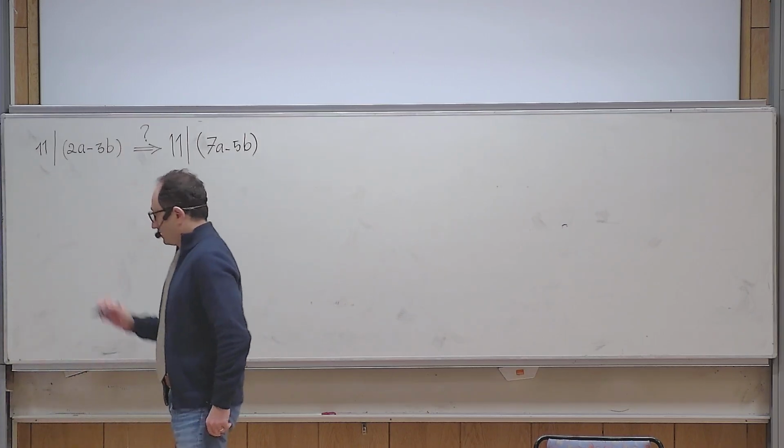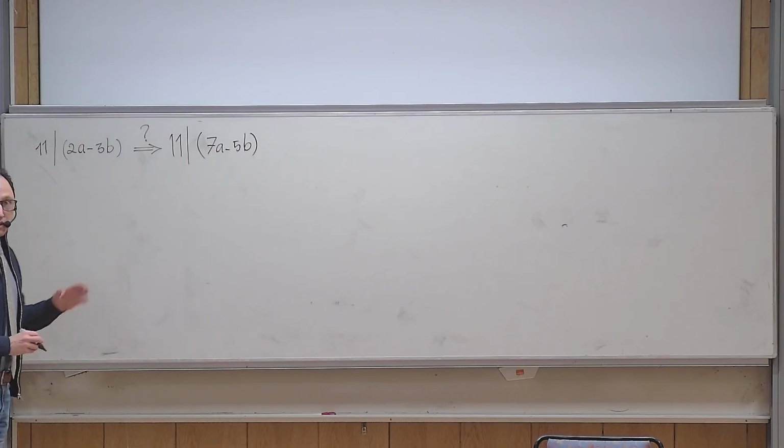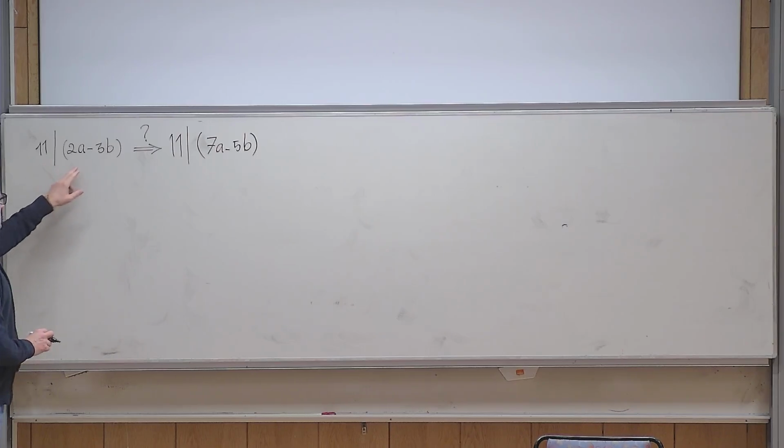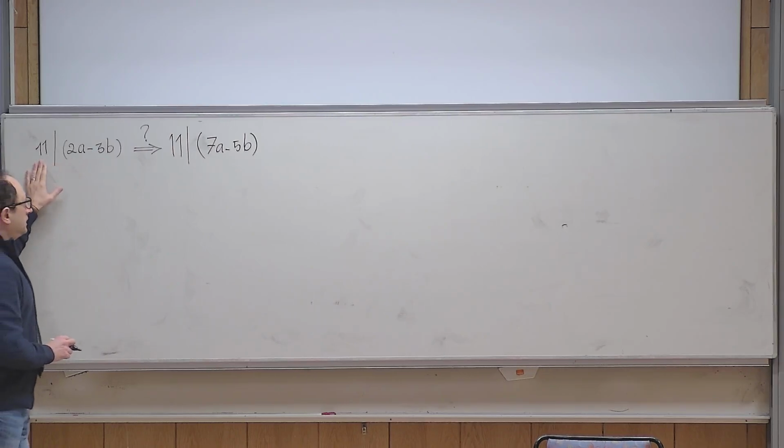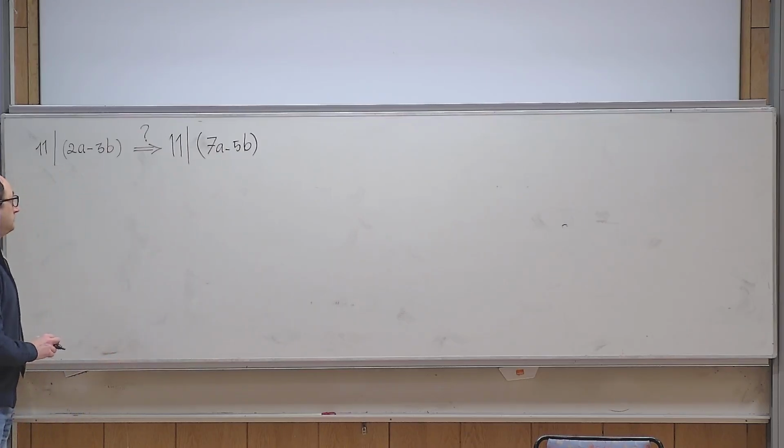Okay, now let us solve this problem. I want to use the theorems that I have introduced in lecture number 3 on this elementary number theory playlist. We know that a and b are integers, so that this combination is divisible by 11. We want to show that this combination is also divisible by 11.